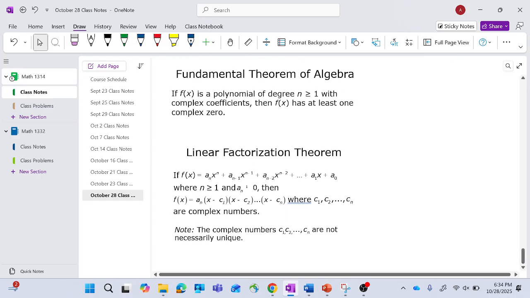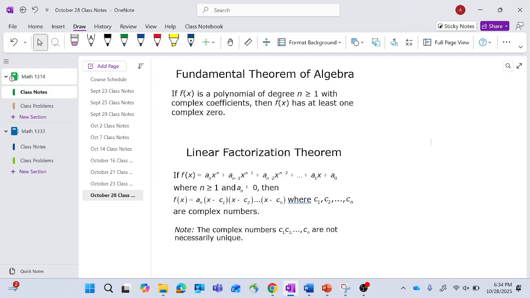And then underneath it, you have the linear factorization theorem. That's really overcomplicated. Have it down so you can have it, but we're going to do a problem where I'm going to show you what it really means. This is supposed to say a sub n is not equal to 0 right there.